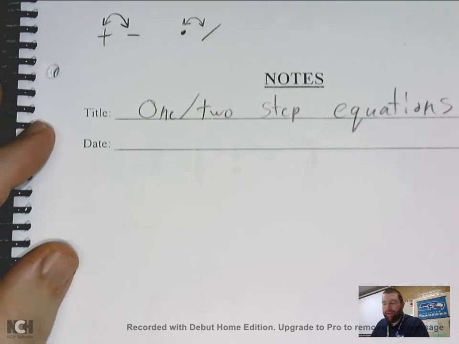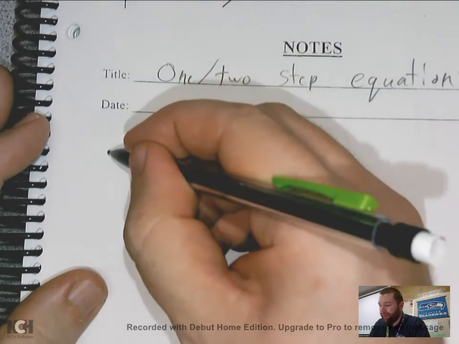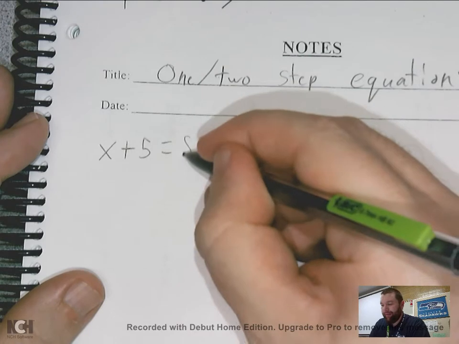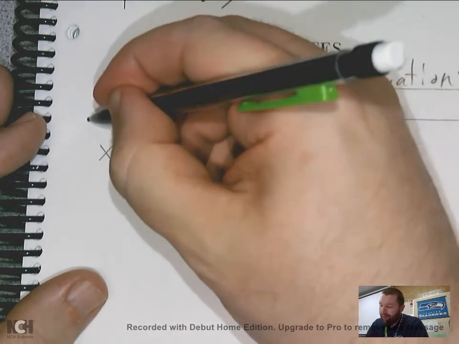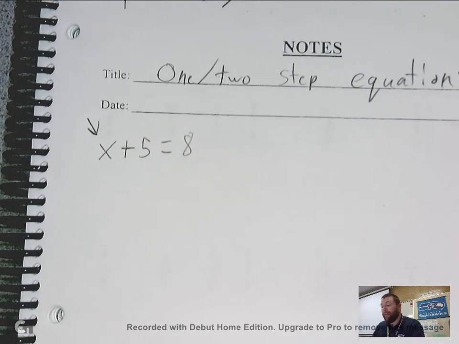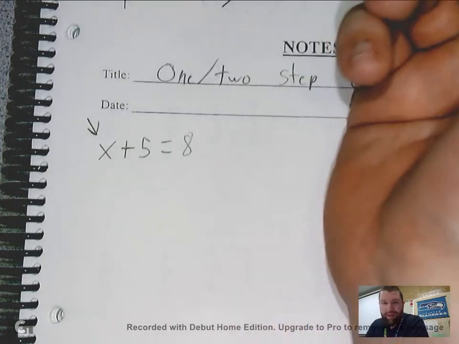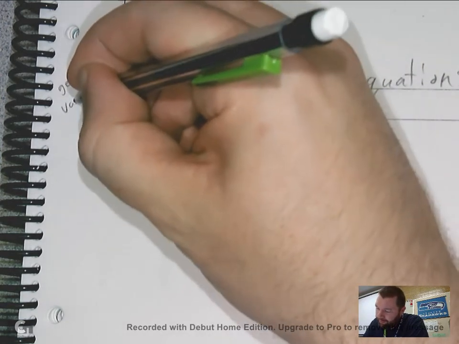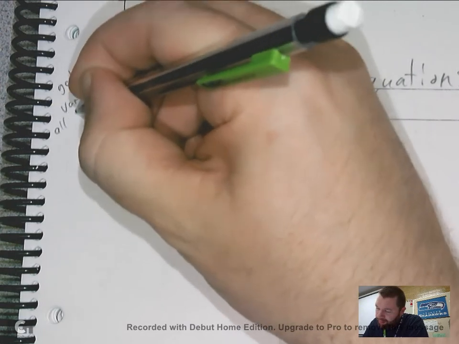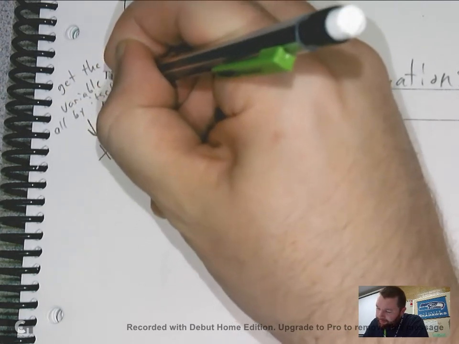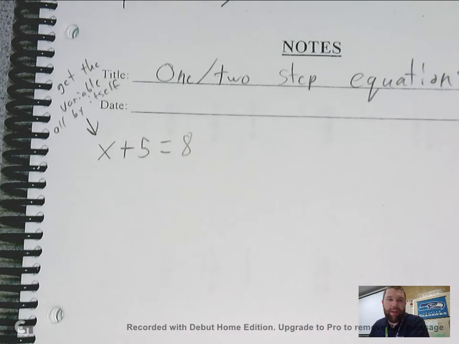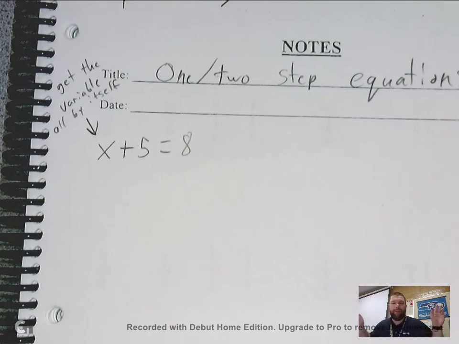Now let's look at an equation, just a simple one-step equation. Let's say I have x plus 5 is equal to 8. Anytime you're solving any type of equation, doesn't matter what the equation is, the important thing you need to do is get the variable all by itself. Our goal is to get that x all by itself on one side of the equal sign. There can't be anything else on the same side as the x. Once we have the x by itself, we're done. We've solved it. Hooray!